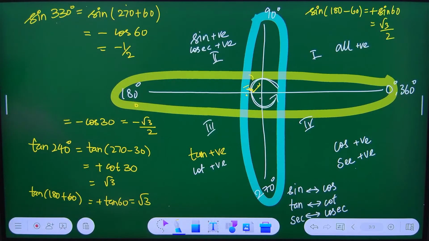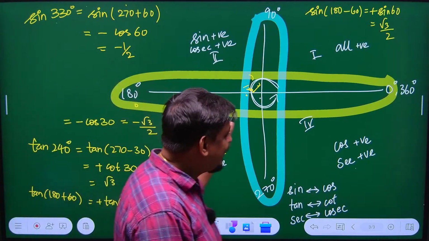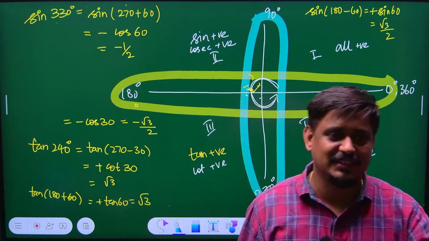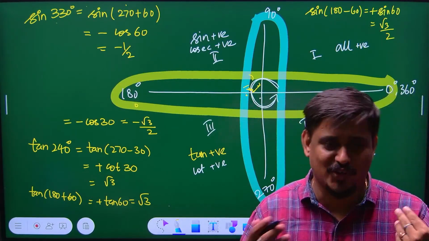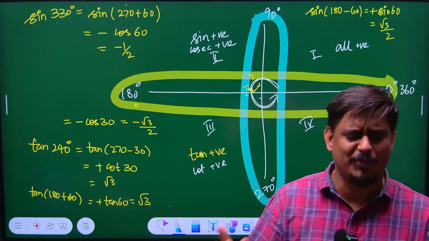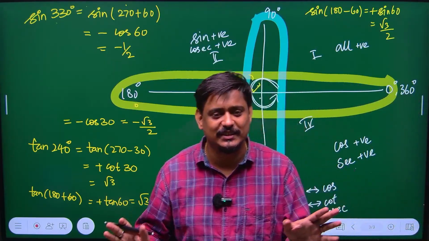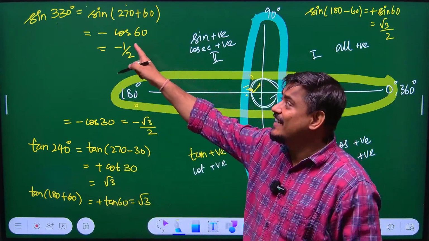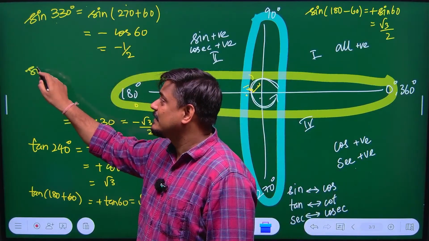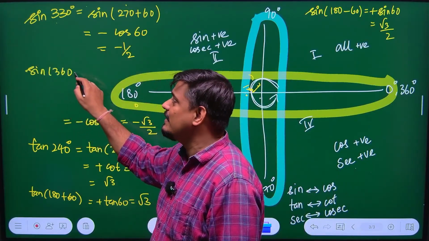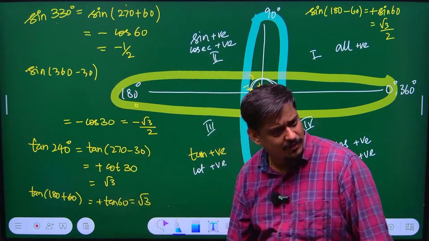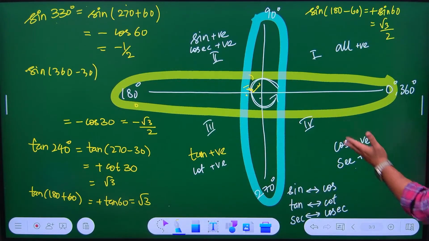Sir, 0 line doesn't change anything? No, nothing it changes. 180 line or 360 line is going to make sine to be sine, cos to be cos, tan to be tan, cot to be cot, cosec to be cosec. Nothing changes. If some student writes sine 330 as sine 360 minus 30, that is also correct, no? Yeah, possible. Which quadrant? Again, the fourth quadrant only.